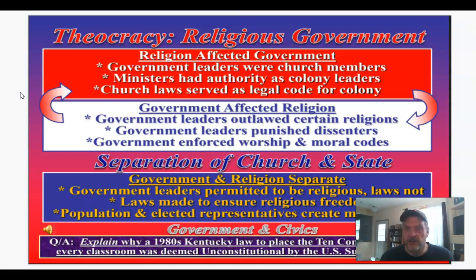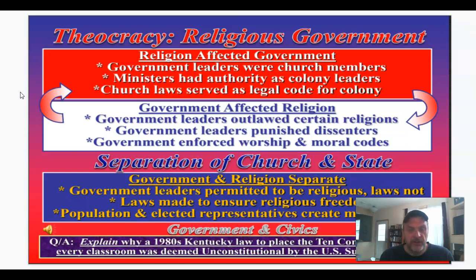So if you have religious leaders that are also our government leaders, they started to outlaw certain religions because they had the authority to do so. They had the power to punish dissenters against the Puritan colony, the Massachusetts Bay Colony. And therefore government started to enforce certain worship styles, what could or could not be worshipped, when people could worship, and just basically instruct people what was right or wrong. And that's why people like Anne Hutchinson and Roger Williams had such a problem with this theocratic type of government.